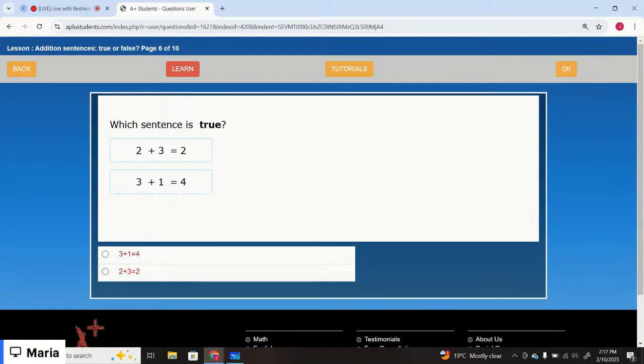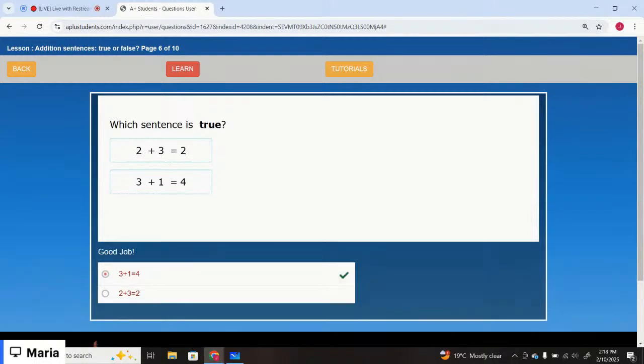Which sentence is true? 2 plus 3 equals 2, or 3 plus 1 equals 4? The correct option is option number 1, that is 3 plus 1 equals 4.